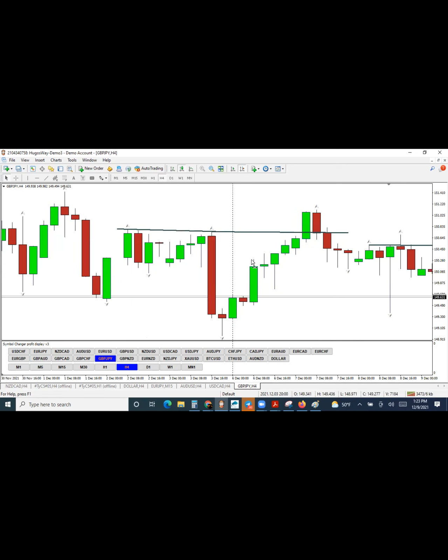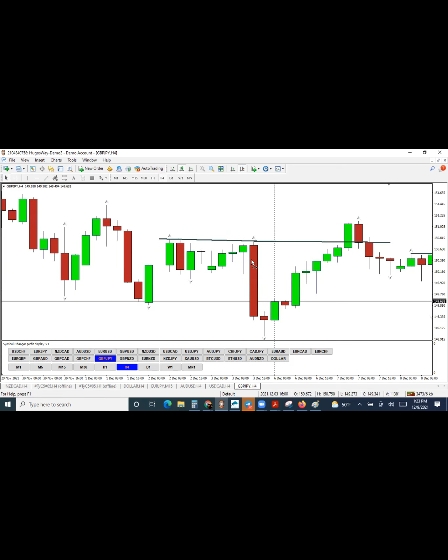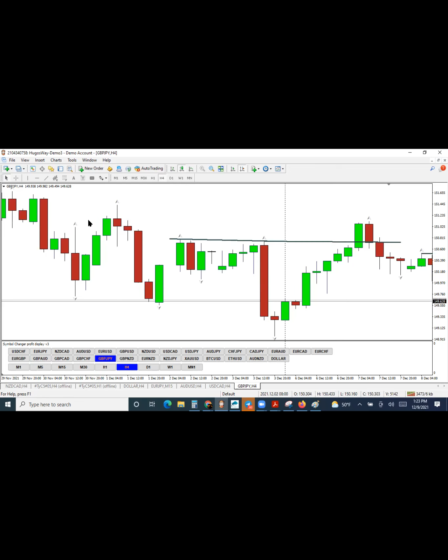So I want to see my fractal points, and I want to take my trade off them. Notice this one too. Notice how price took out that fractal point and then went to the downside and took out the lower fractal and then pushed up to the upside. Now let's go back to our board.